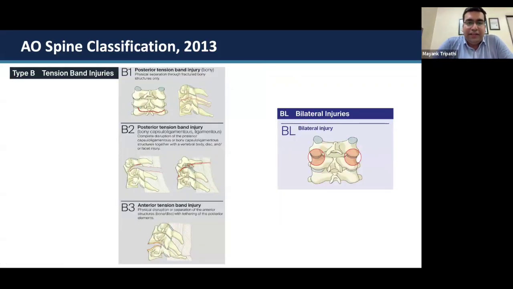Now, if we look at the type B, which is the tension band injuries, type B1 was the physical separation through any fractured bony structure only. Like if there was only bony injury, it was type B1. In type B2, there were posterior tension band injuries involving both the capsule-ligamentous and the bony structure. There could be ligamentous injury also, along with the bony injury. In type B3, there was anterior tension band injury. BL was given for bilateral injuries.